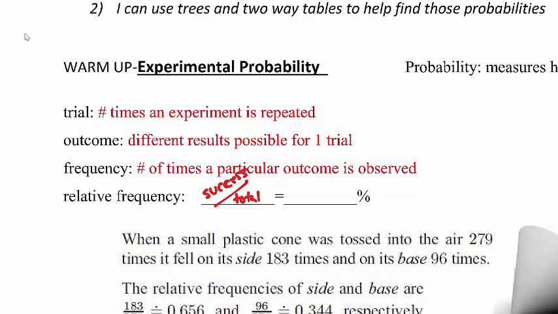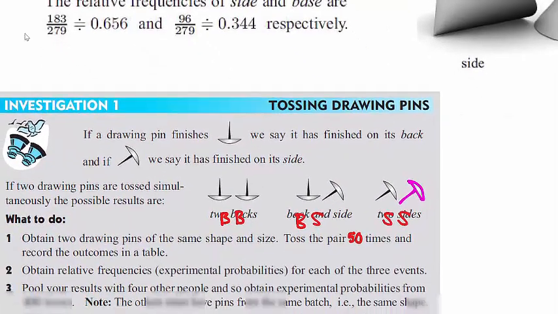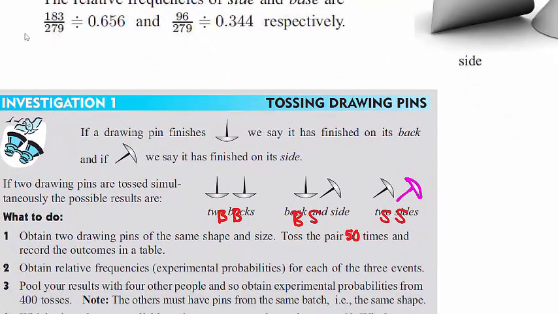Outcome, the different results possible for one trial. So in our case, it was back, back, or side, side. And notice we combined back, side, and side, back. If you were doing this mathematically, they would be two separate ones that you would have to add up. Okay?